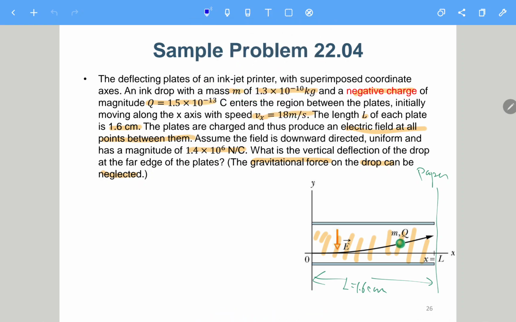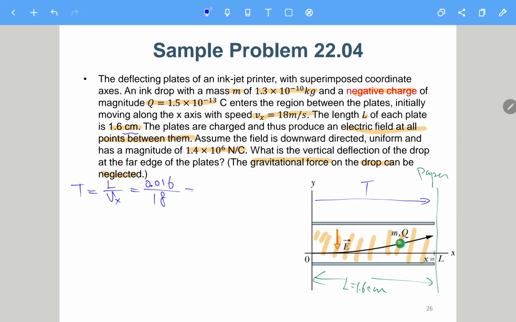First of all, we need to calculate the time it takes from 0 to L. For the horizontal direction, there is no force acting on the ink. So on the x-axis, it is a uniform velocity movement. So the time t can be calculated as simple as t equals L over Vx, which is 1.6 centimeter. Be careful, centimeter is not an SI unit, so we need to change it to 0.016 meter, and then over Vx, 18 meter per second.